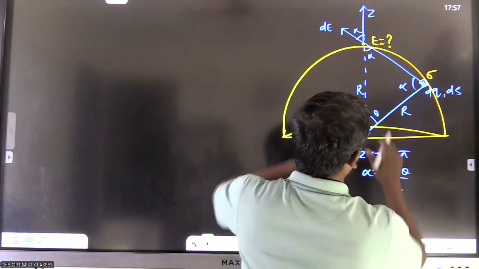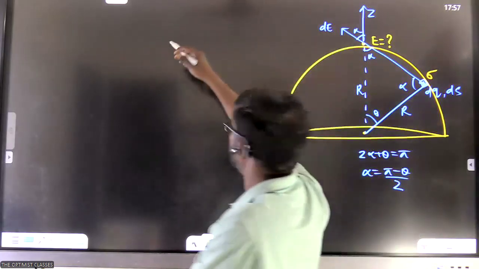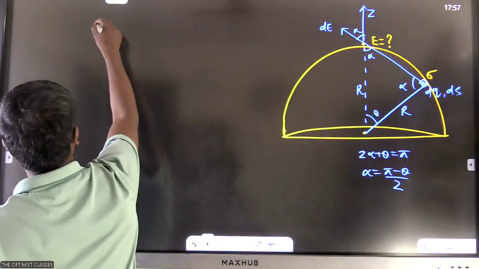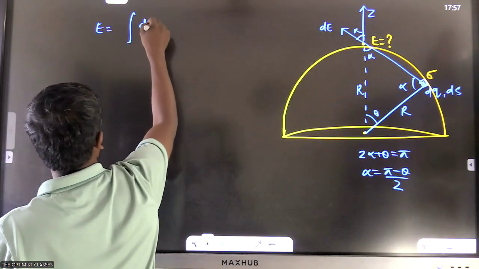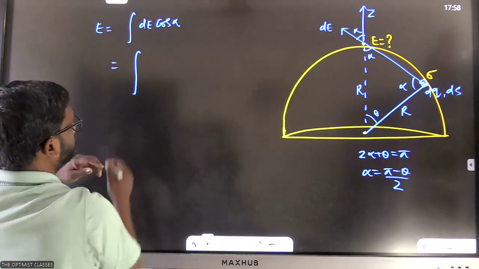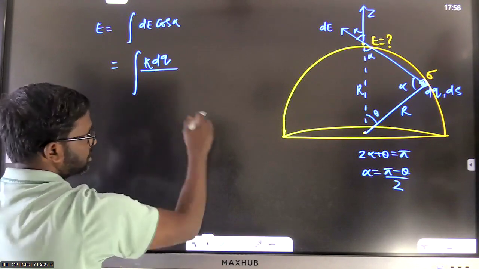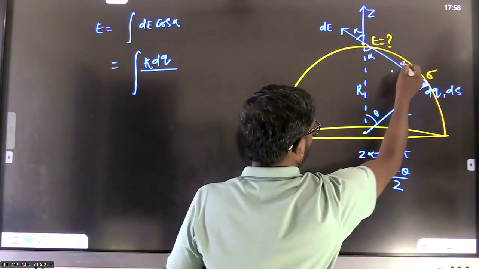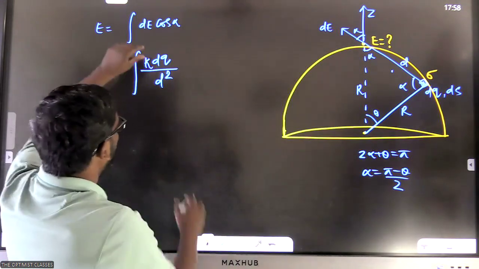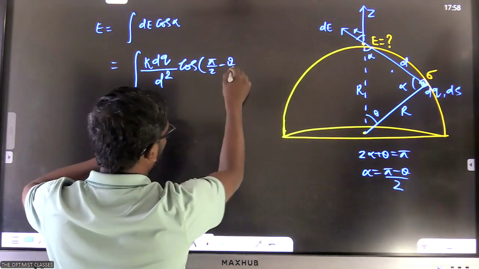Because of symmetry, the field at this point will be in the z direction, so we just have to take the z component of this field. The net electric field you can write as dE cos alpha. Here dE will be equal to k dq divided by distance squared. Let's say this distance is d. So we write distance squared, and for cos alpha, in place of alpha we write pi by 2 minus theta by 2.